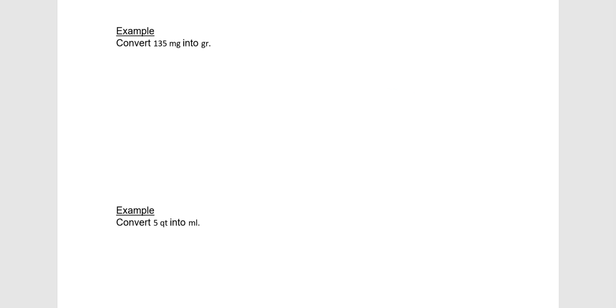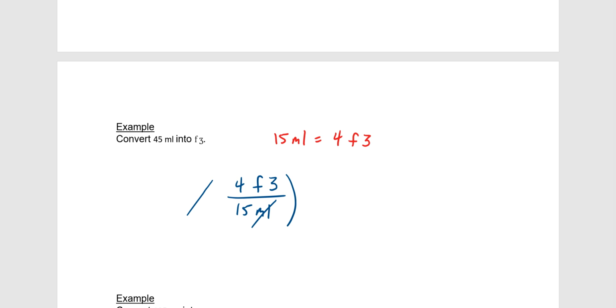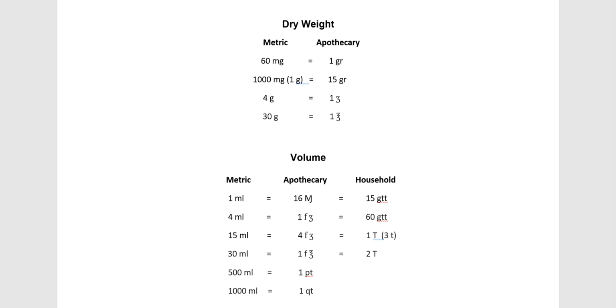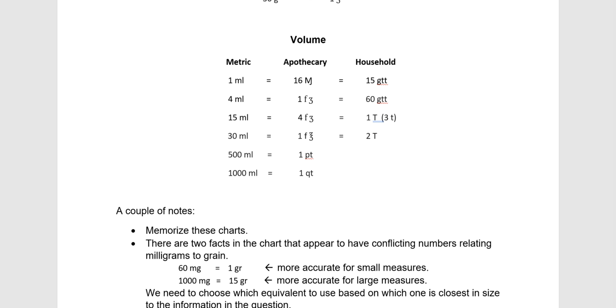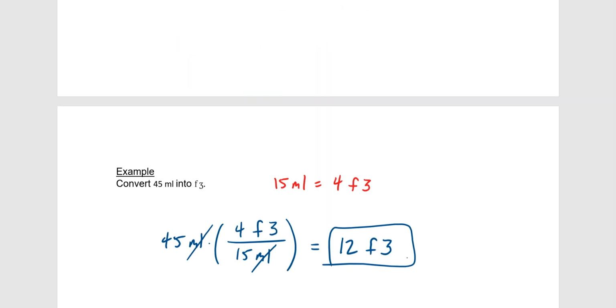So let's convert 135 milligrams into grains. Scrolling up to this one, 135 milligrams into grains. That's one where we had 2 of them. 135 milligrams is closest to 60 rather than 1,000. So we're going to be using that first one, 60 milligrams for 1 grain. So let's write that down.